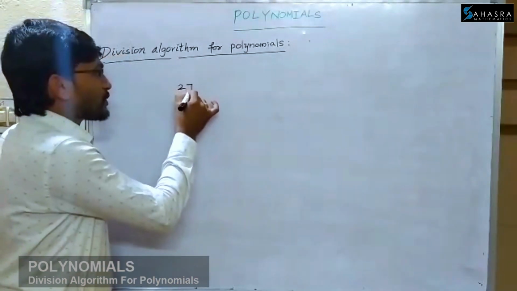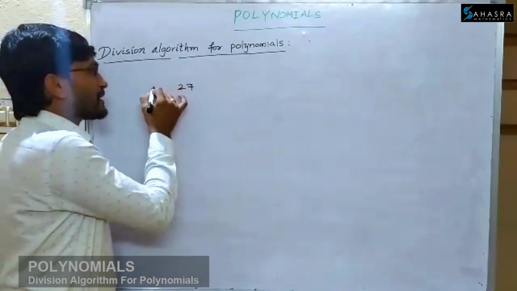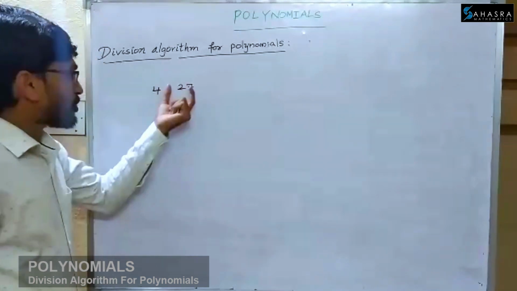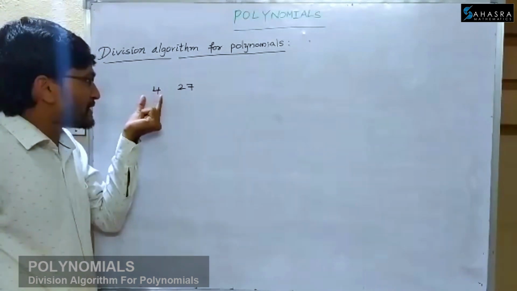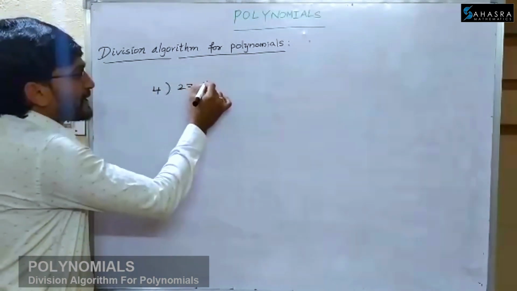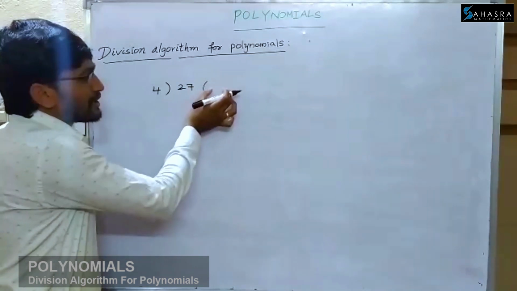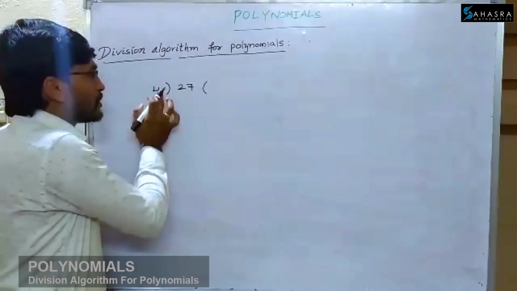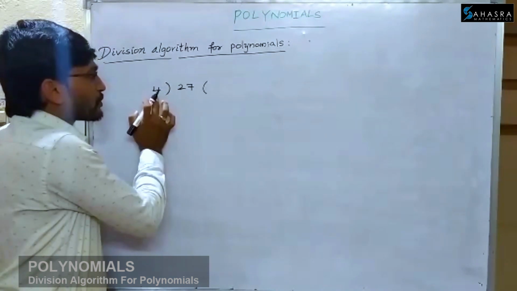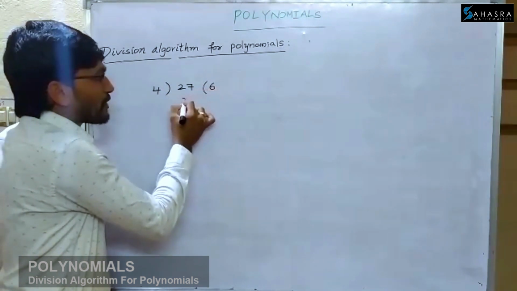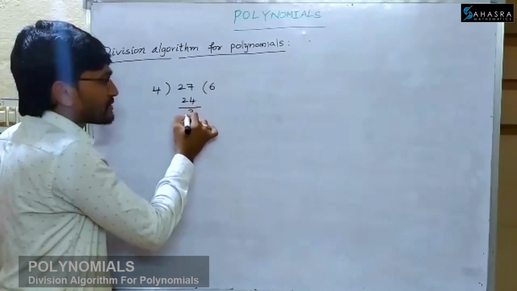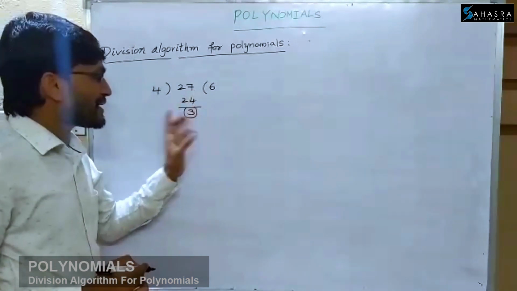First let us consider two numbers. I want to consider 27 is one number, another number is some 4. So now divide this 27 by this 4. Then we can get another two numbers that are quotient and a remainder. So now divide 27 by 4. 4 6s are 24. The remainder is 3.